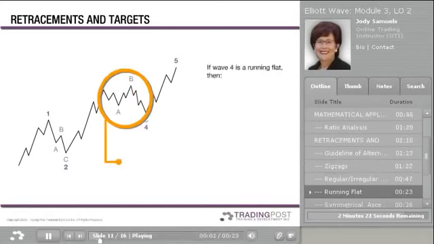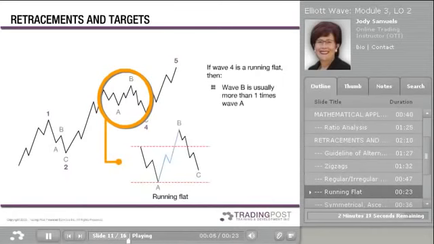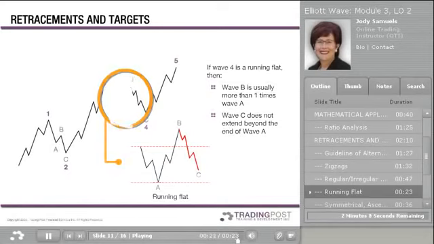If wave 4 is a running flat, then wave B is usually more than 1 times wave A, and wave C does not extend beyond the end of wave A. The characteristic of a running flat is that the trend is very strong and wave C falls short of the typical move one can expect.